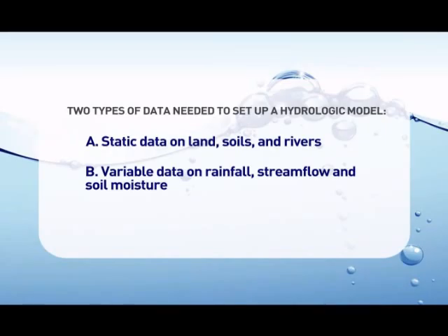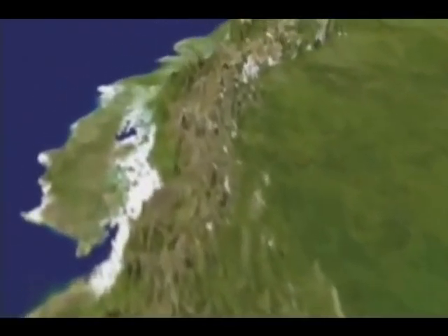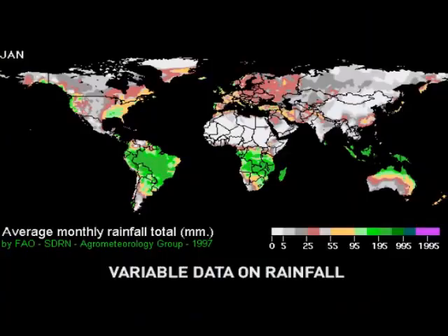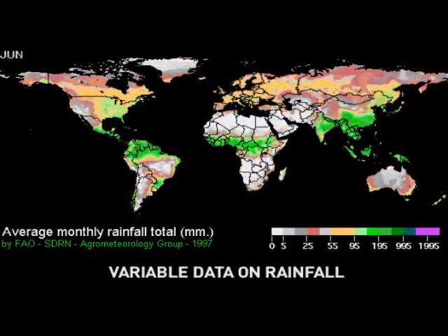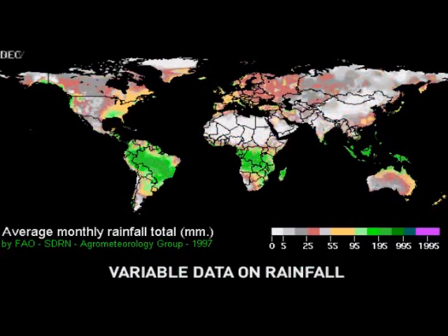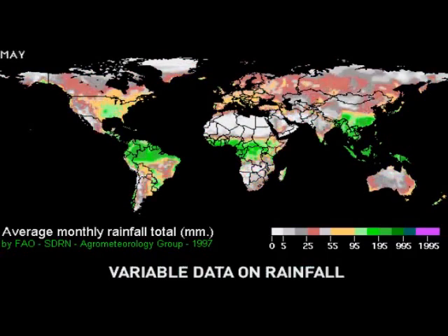The unchanging data is easy to obtain. For example, one can get terrain data from the Shuttle Radar Topography Mission, or SRTM, for anywhere on the planet. It is the variable data that poses the real problem for any hydrologic model, especially rainfall, which is the main input, and stream flow, which is needed for tune-up of hydrologic models.